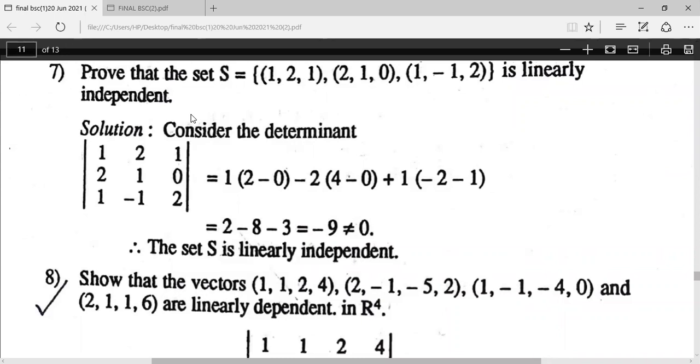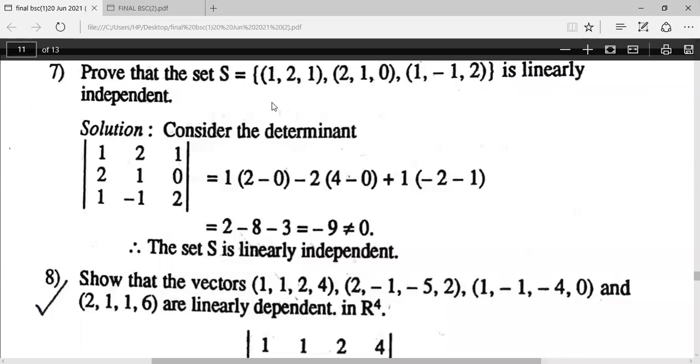So hitherto we have studied many theorems on linear independence and also linear dependence. Let us work a few problems on these theorems. For that, the first problem is: prove that the set S = {(1, 2, 1), (2, 1, 0), (1, -1, 2)} is linearly independent.